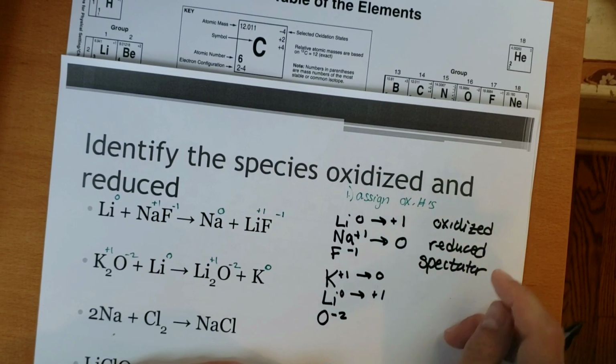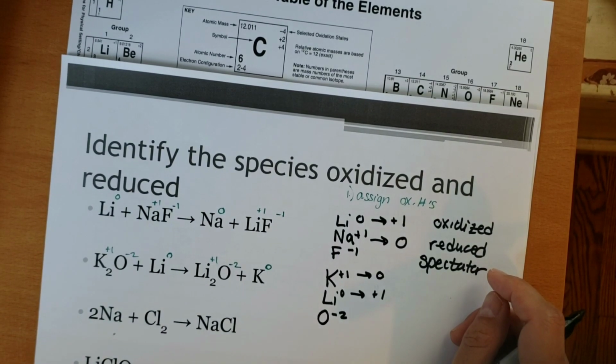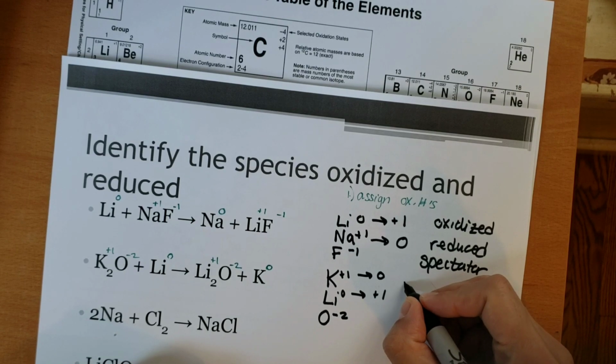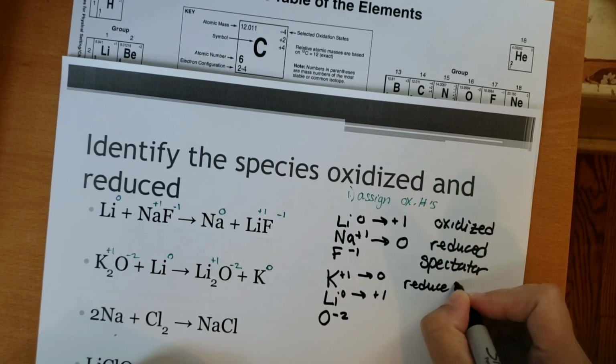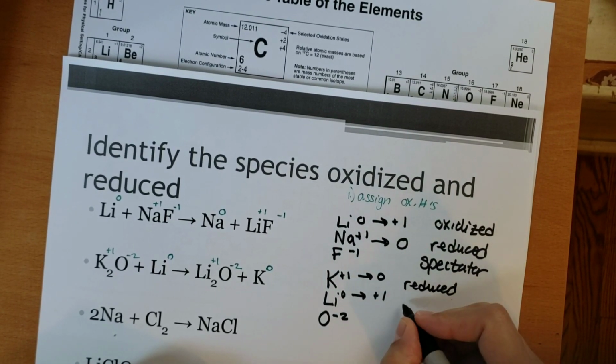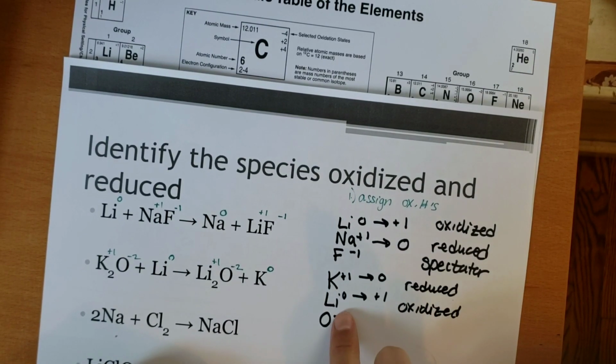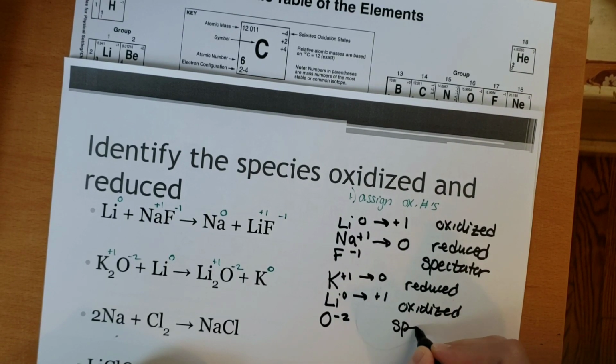So we're looking for the species that is undergoing reduction. That is a decrease. So in this case, our potassium is reduced. Our lithium atom is oxidized because it's not reduced. Its oxidation number increases from 0 to 1. And the oxygen is the spectator.